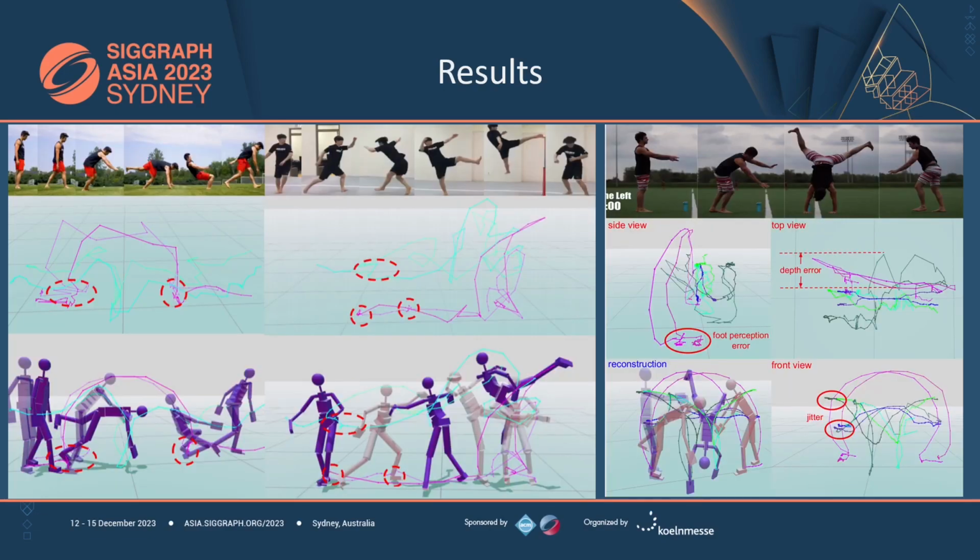Our method can reconstruct acrobatic motions like a front flip, spin kick, and cartwheel. We can observe obvious visual prediction errors like jittering, sliding, and depth estimation error. Our method can still obtain clean and physically reasonable trajectories after the optimization.